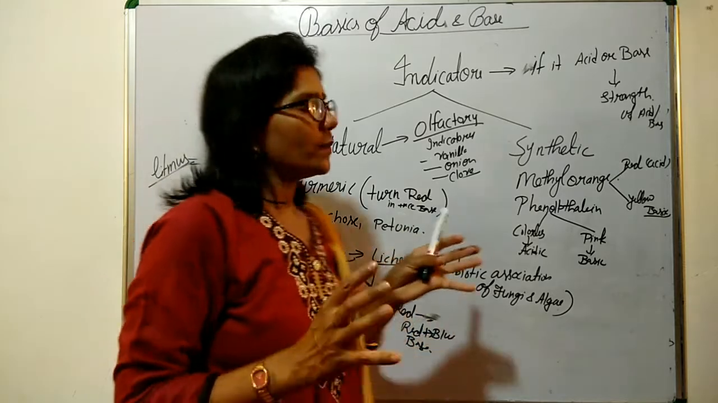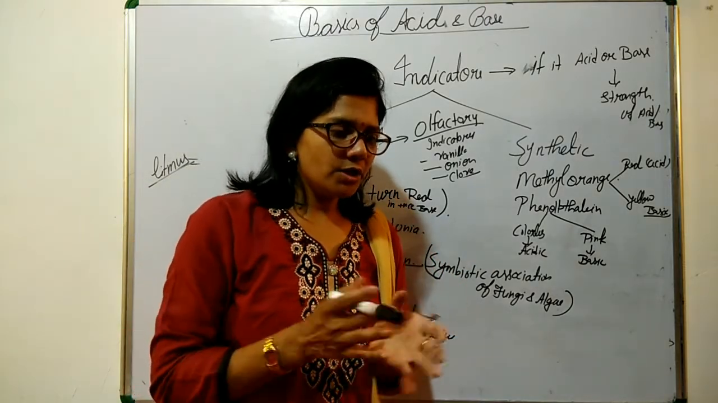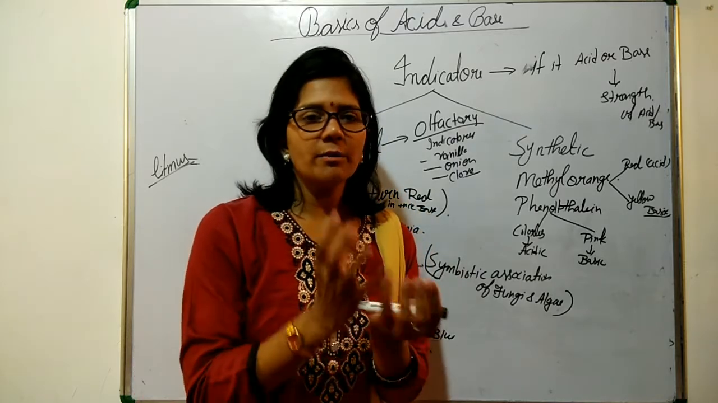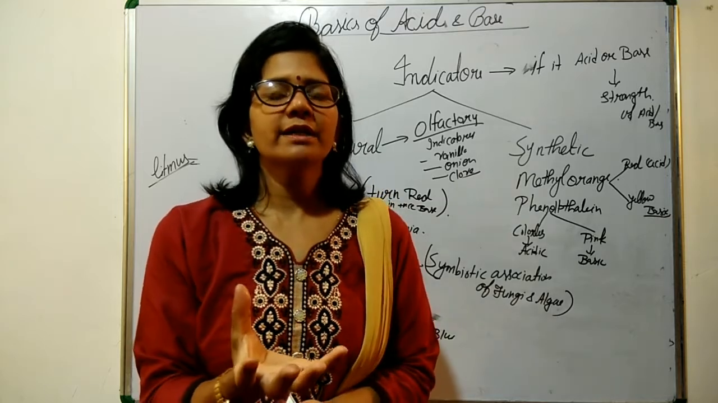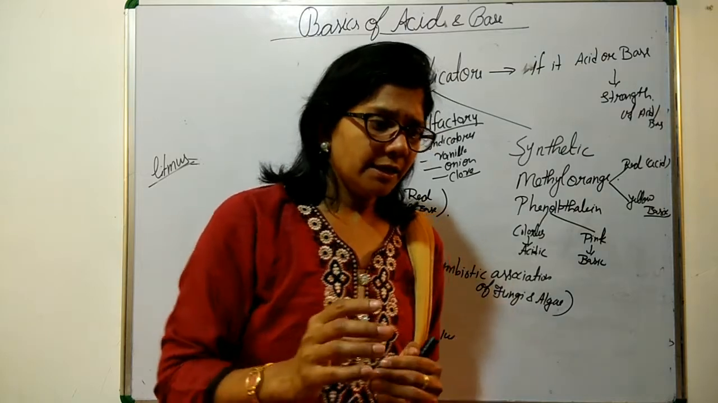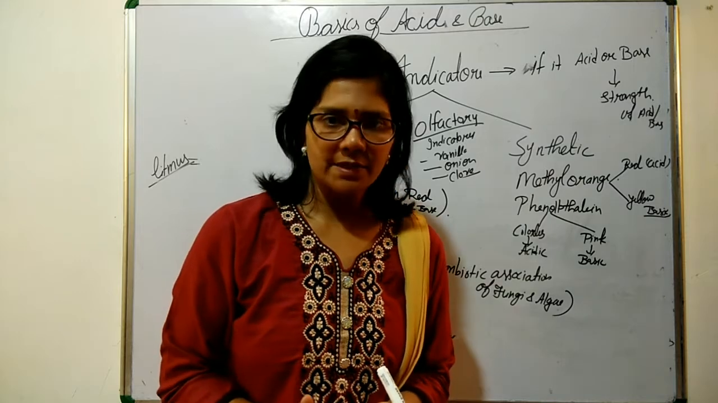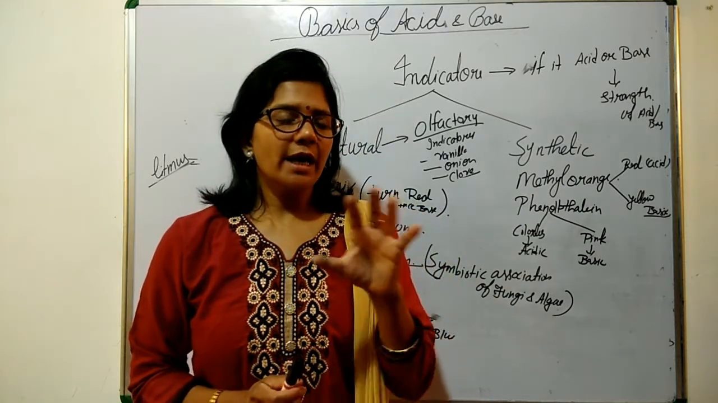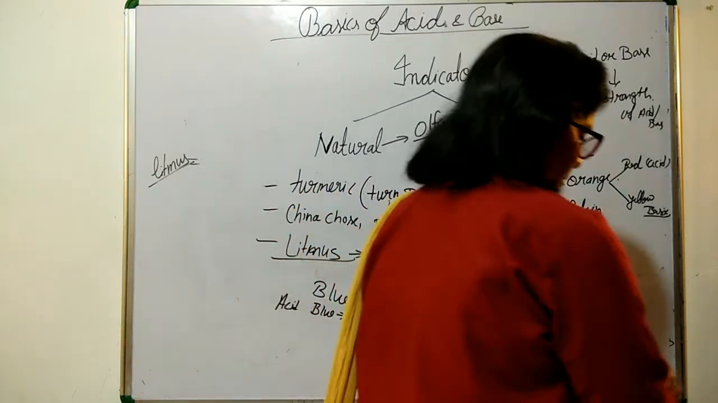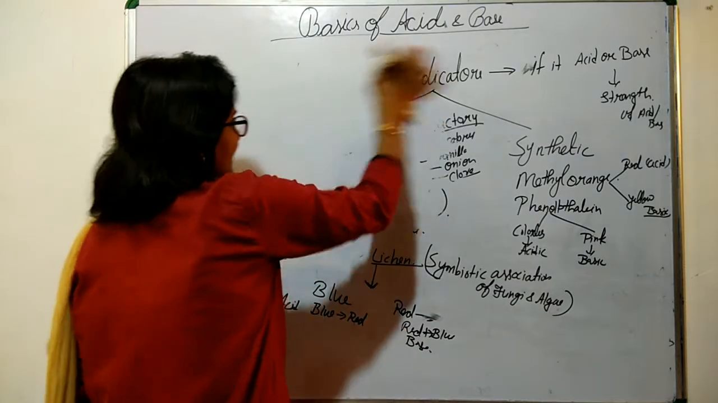Now, how do we use these indicators in the lab? There we use some of the indicators together and make an important indicator whose color varies at different acidic or basic strength. Okay, this is known as the universal indicator. So let's see what a universal indicator is. Before this, one thing I will discuss.